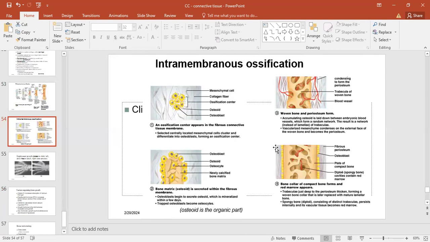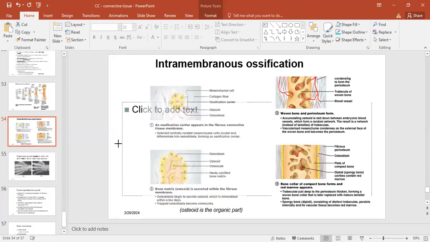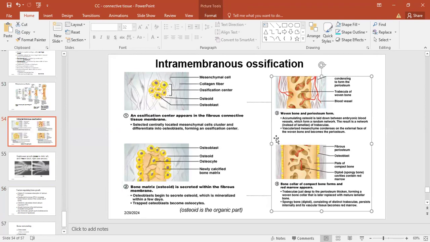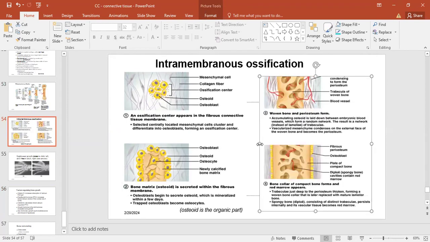Anyway, now we have intramembranous ossification. Intramembranous ossification is where bones will ossify from a membrane that is derived from mesenchyme. Mesenchymal cells have the ability to move, and then they start differentiating and become another type of cell.